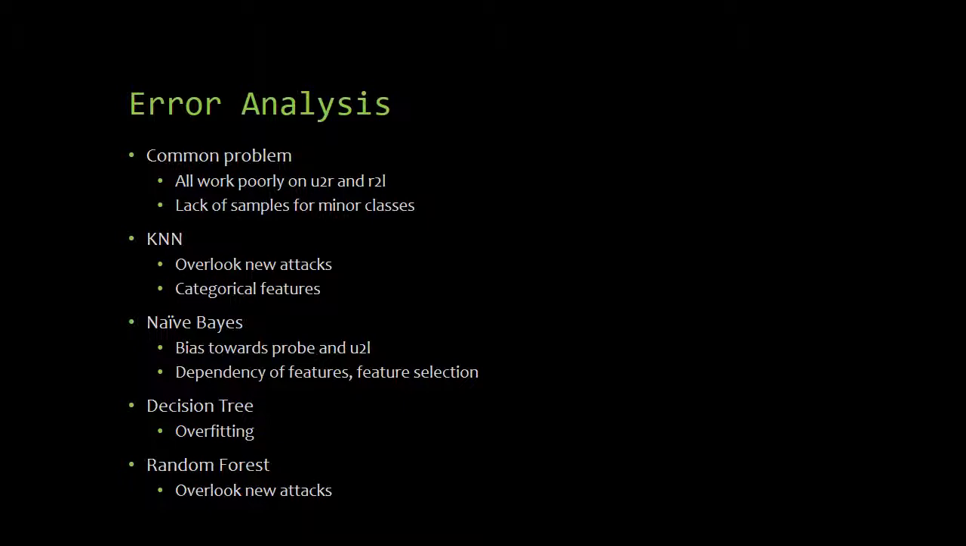And also, especially for the traffic features, there are a lot of dependencies among the features. So feature selection needs to be deployed for naive Bayes in the future. And the decision tree has a very obvious overfitting problem, and the random forest also overlooked new attacks.